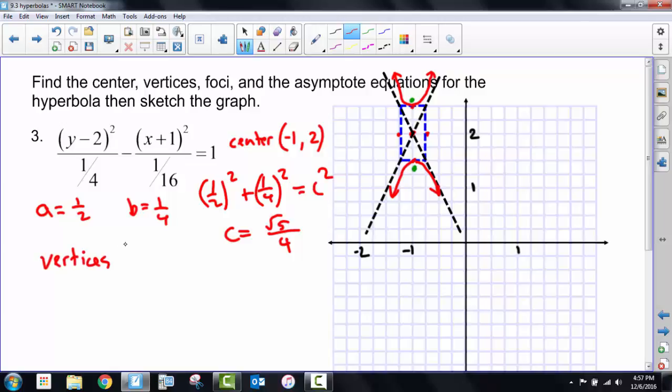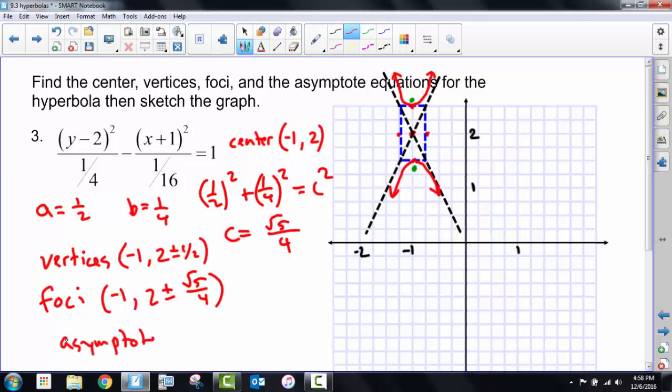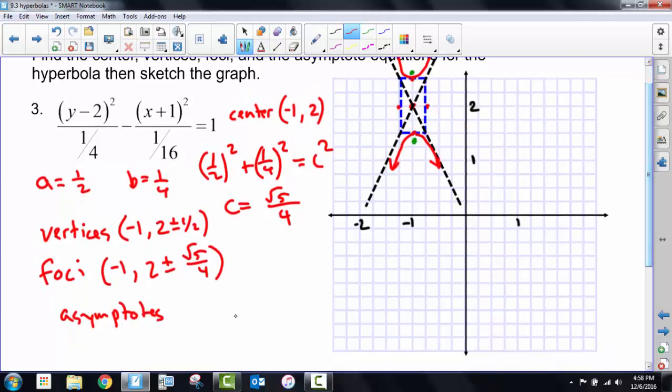Let's talk vertices. From the center, we would move, of course, up or down a half a space. Those are our vertices. The foci, also moving up or down, but by square root of 5/4. And then our equation for the asymptotes. This is where the whole point slope form thing really can come in handy. And so I'm going to write it like this. I'm going to do y minus 2 equals, now our slope, I know that each of these spaces count for quarters, not for ones, but truthfully our slope is still up to, right, 1.